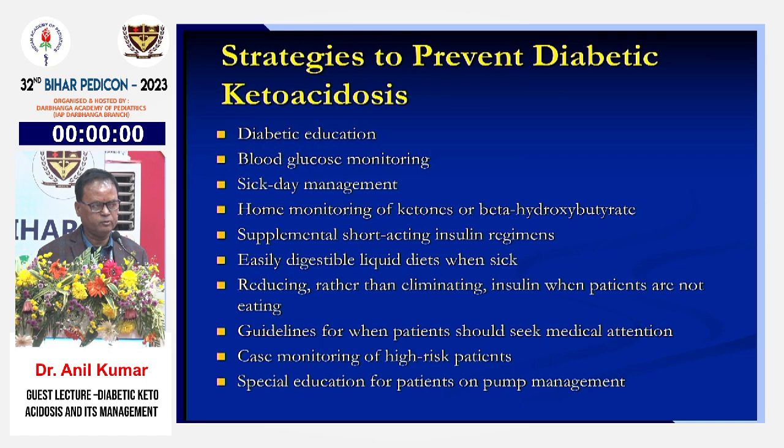We will use home monitoring of ketone or beta-hydroxybutyrate by using blood ketone strips, supplemented by a short-acting insulin regimen or easily digestible liquid diets, reducing rather than eliminating insulin when patients are not eating. Guidelines for when patients should seek medical attention, case monitoring of the high-risk patient, and special education for patient or pump management. These are very important.